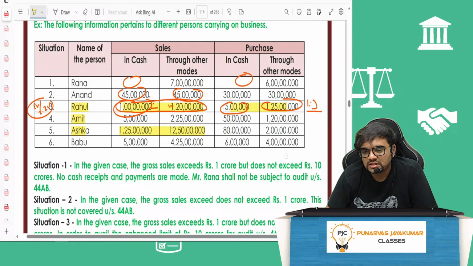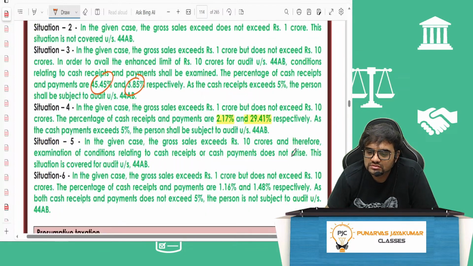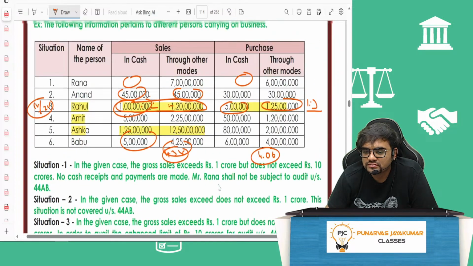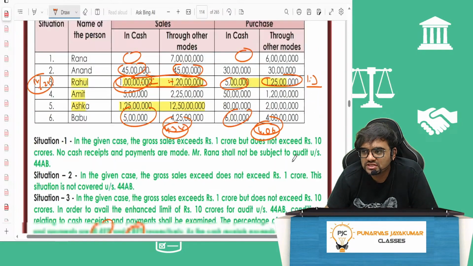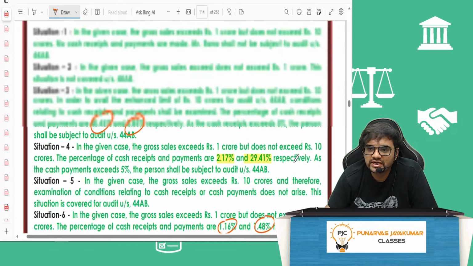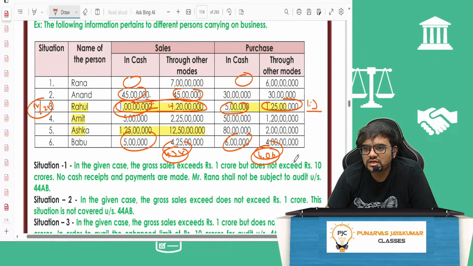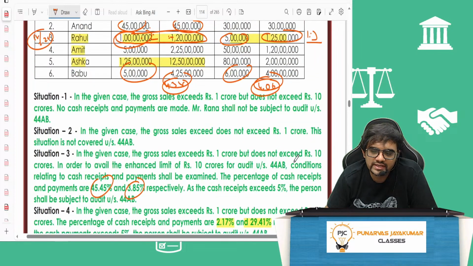Next case. 4.25 lakhs, sorry, 4.25 crores plus 5 lakhs is 4.3 crore. Here it is 4.06 crore. 5 lakh divided by 4.3 crore is 1.16%. 6 lakh divided by 4.06 crore is 1.48%, and hence the tax audit limit will now be 10 crore. Is it 10 crore? I mean, have they crossed 10 crore? No. So, will tax audit be needed? No. So, for Babu, no tax audit.